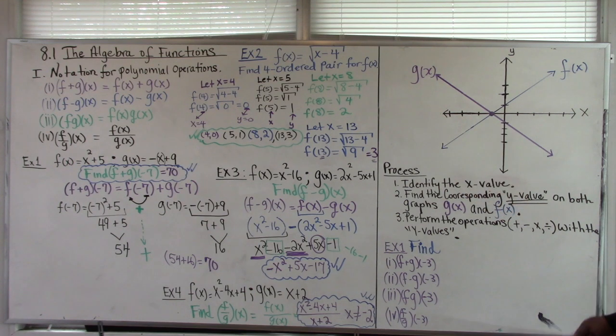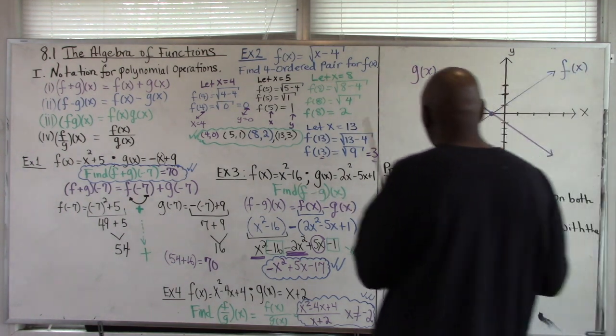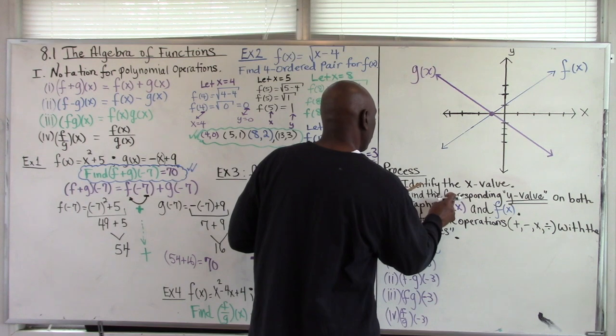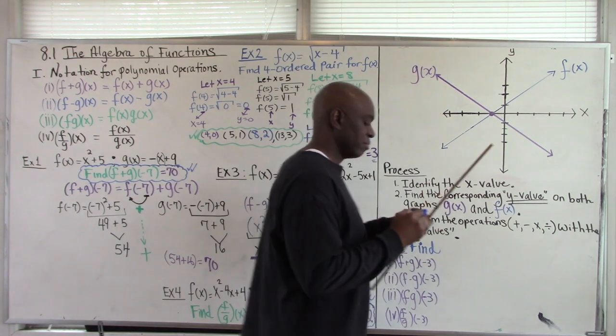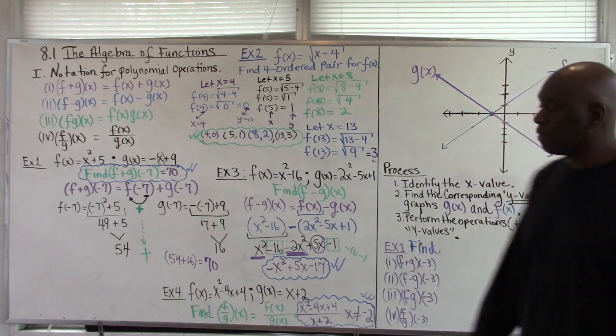Identify the x value. Very important. 2. Find the corresponding... oh, oops, this is not spelled correctly. That's too many O's. There we go. 2 R's, not 2 O's.